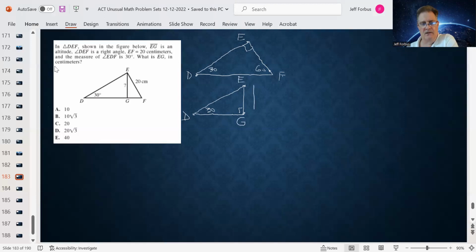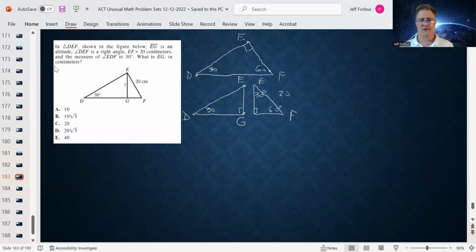Now, I'm going to do this. Split it up. We know this is 20. So we know this is 90 degrees here. Now, we know angle F over here is 60. So that implies up here at E, it's 30. So we have a 30, 60, 90 triangle. And we're going to leverage that to help us.